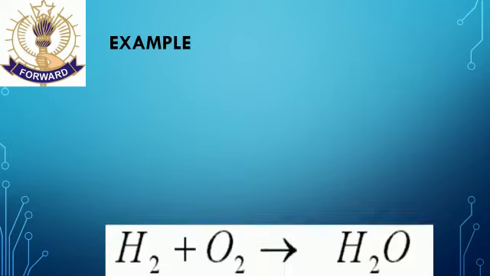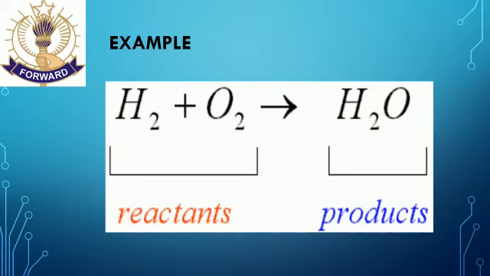For example, here we have a chemical reaction. In this chemical reaction, we can see that hydrogen reacts with oxygen and they give you water having the formula H2O. In this case, hydrogen and oxygen are the reactant substances, so they are called reactants, while water, which is formed after the chemical reaction, is called the product.